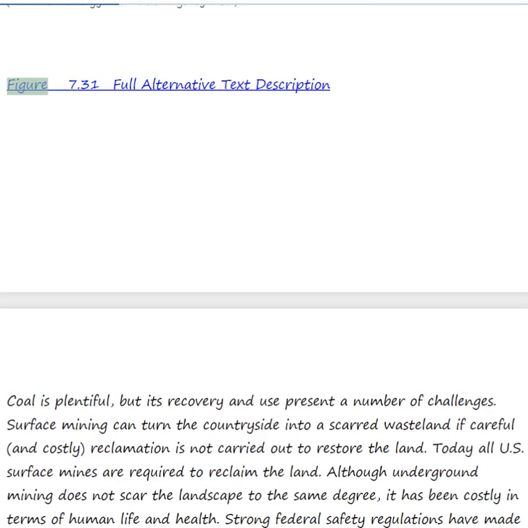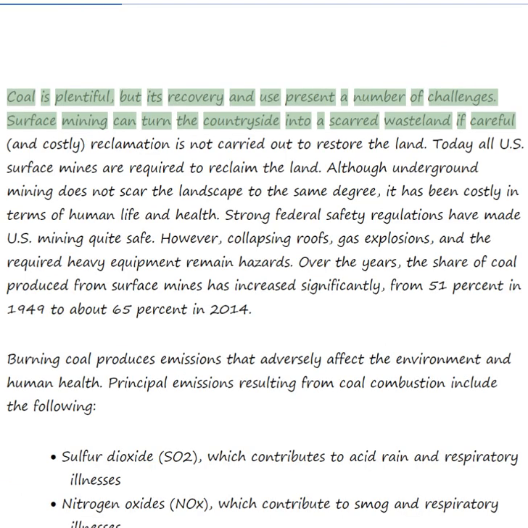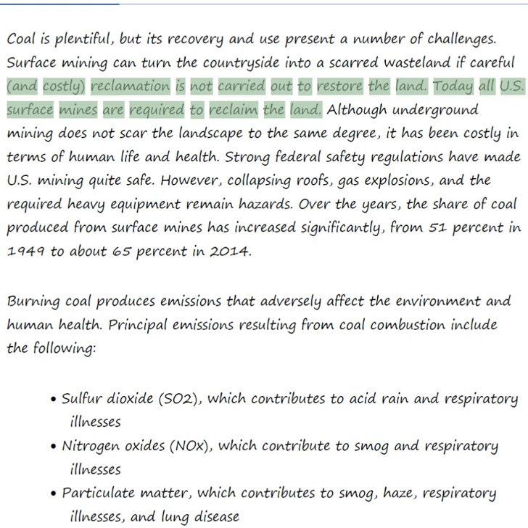Figure 7.31 Full alternative text description. Figure 7.31 Coal fields of the United States. Coal is plentiful, but its recovery and use present a number of challenges. Surface mining can turn the countryside into a scarred wasteland if careful reclamation is not carried out to restore the land. Today, all U.S. surface mines are required to reclaim the land.